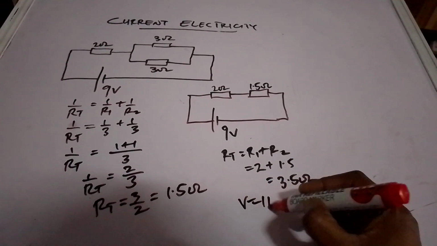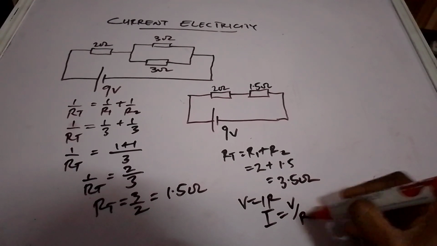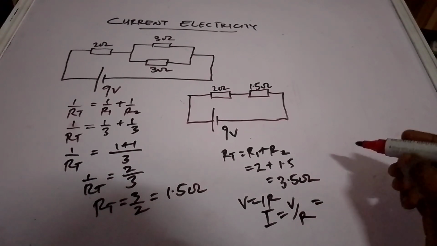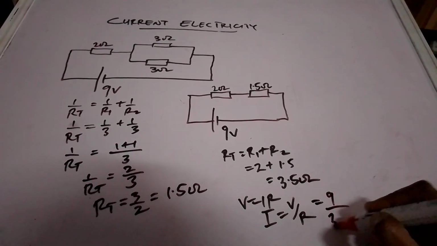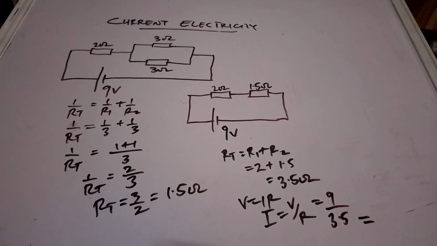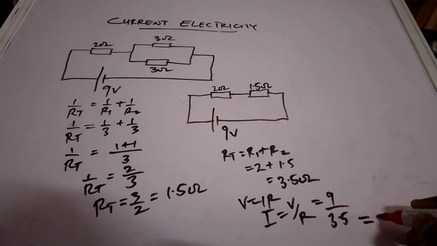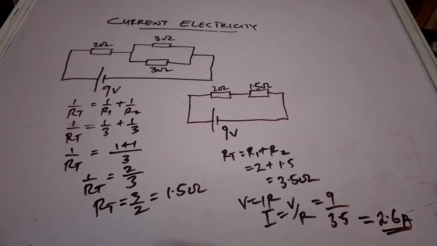So using V equals I R, our total current is going to be our total V divided by our total R. And what's our total V? It is 9 volts. And what's our total R? 3.5. So if we solve that, 9 divided by 3.5 is going to give us 2.57, approximately, let me just say 2.6. So 2.6 ampere.